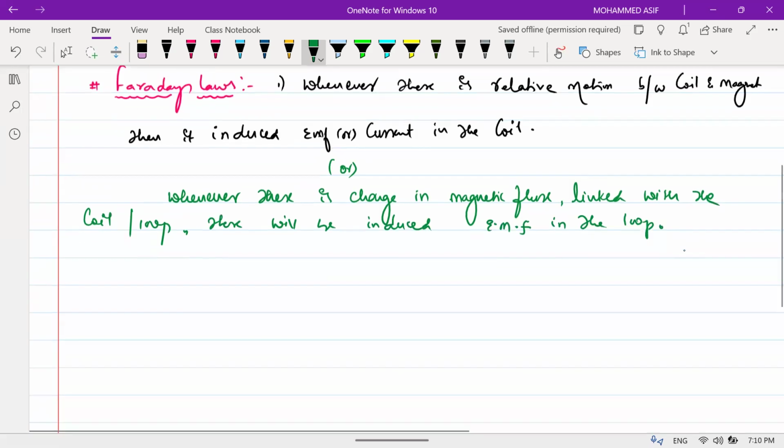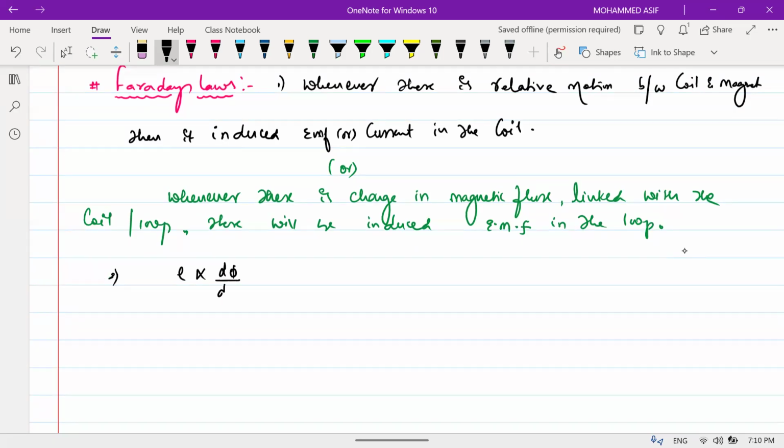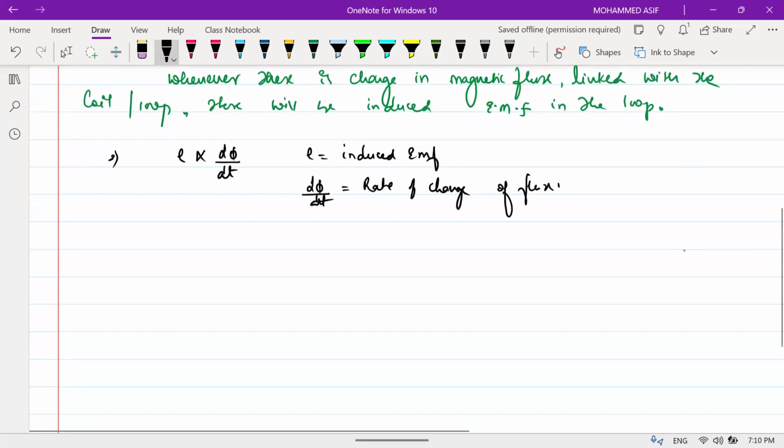Okay. Now Faraday's second law says that this induced EMF is directly proportional to the rate of change of magnetic flux, d phi by dt. So what is E? E is your induced EMF, electromotive force. What is d phi by dt, beta? d phi by dt is nothing but the rate of change of flux. I'll tell you what you mean by flux. Am I clear? Sure. Next slide.